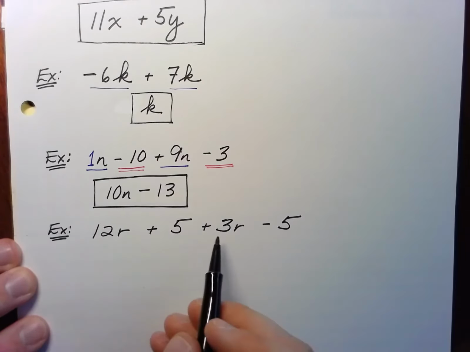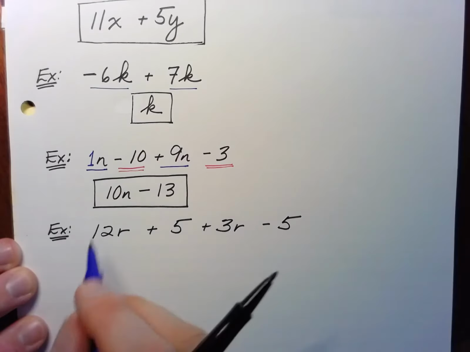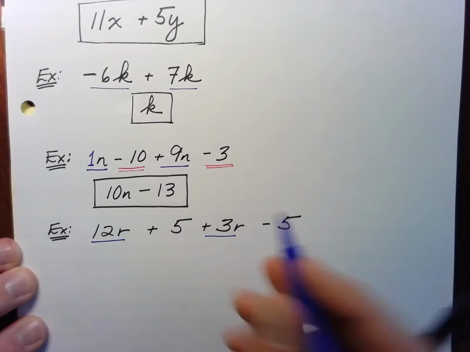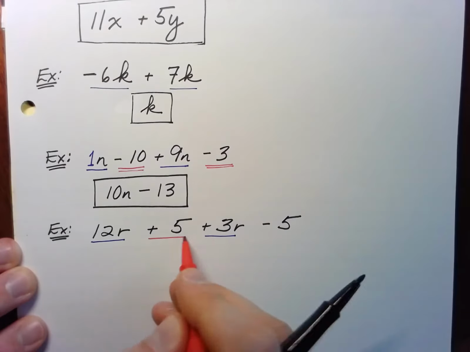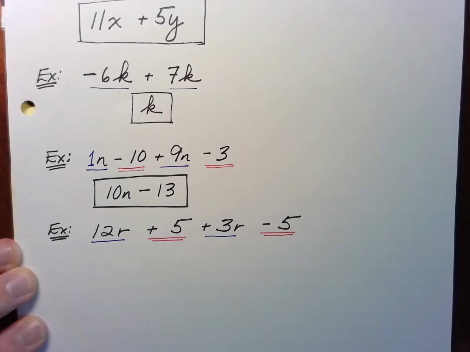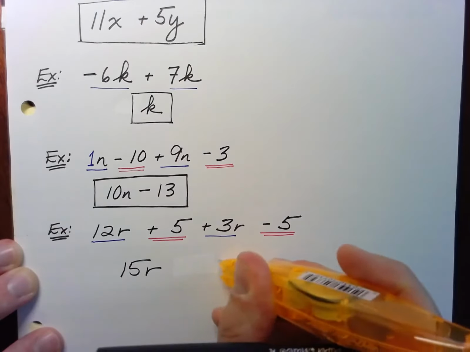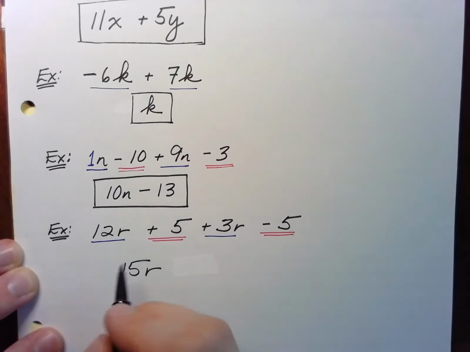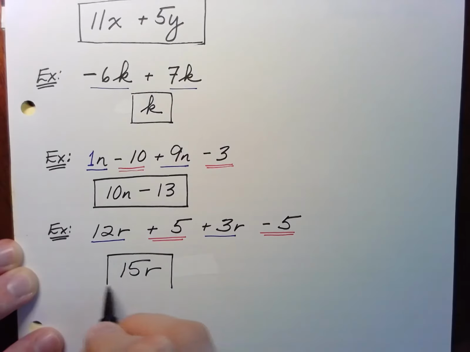12r plus 5 plus 3r minus 5. So again, those are like, and these are like. Okay? And if you notice here, the red terms, plus 5 and minus 5, well, those are just going to go away when I combine them. So when I combine the blue terms, 12r and 3r, I get 15r. And really, I could write a plus 0, but I don't even have to. And so there is my solution to that.